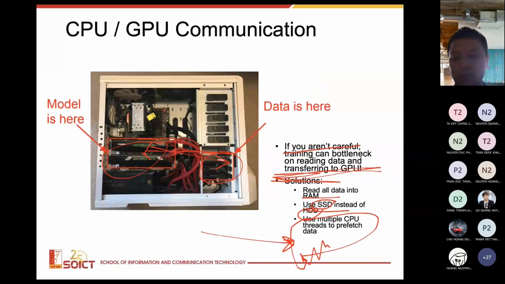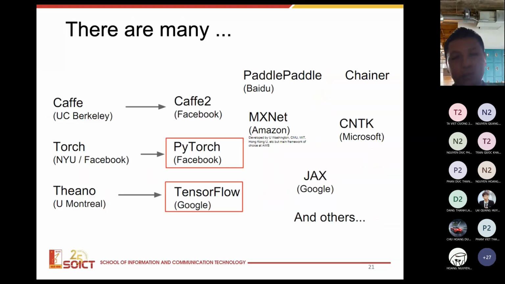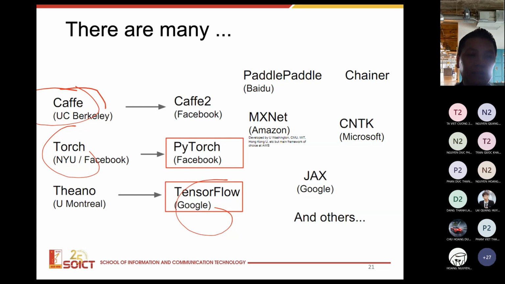Okay, so now we discuss the deep learning frameworks. There are many deep learning frameworks nowadays that you can use. For example, Caffe2, Torch, PyTorch, and TensorFlow. You see Caffe originated at UC Berkeley, and then Facebook took over, made improvements, and released Caffe2. Torch originated at New York University, and then Facebook engineers made a nicer Python version.